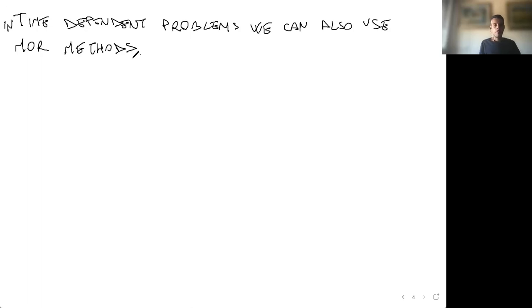But before going into details of model order reduction, I should go back and explain some finite difference methods for a parabolic problem.